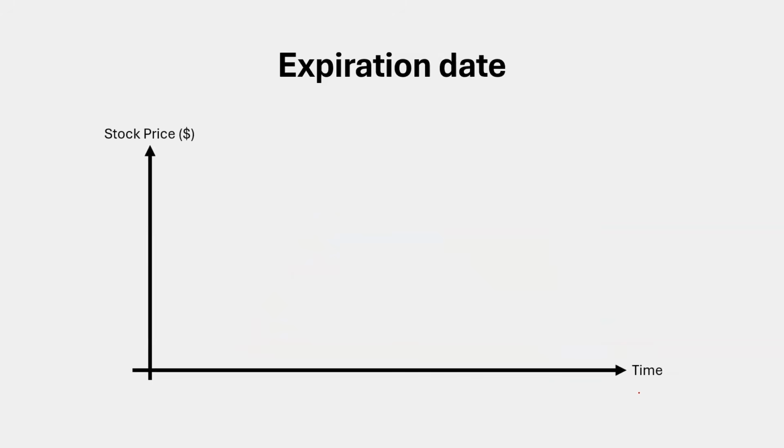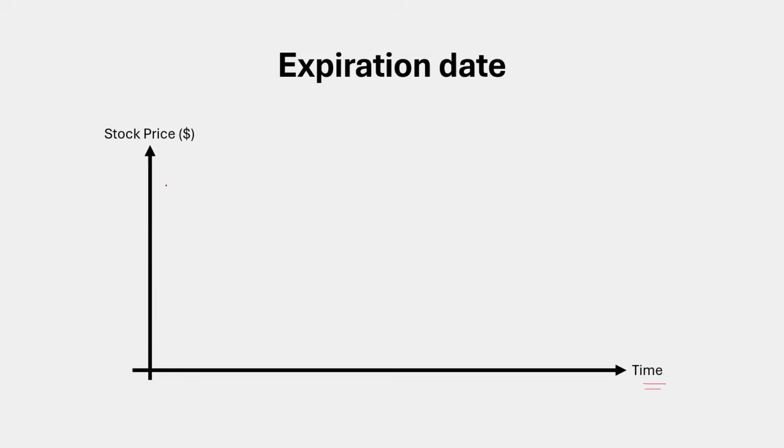Right, the third factor, the expiry date. Think of it as the point where the option contract ends. This might be a month, several months, a year, or a week, whatever. Now, let's say this is the time left until the expiry.